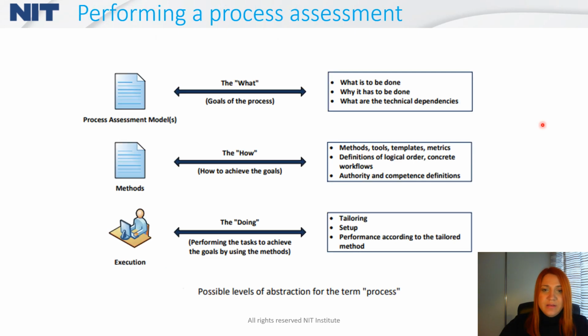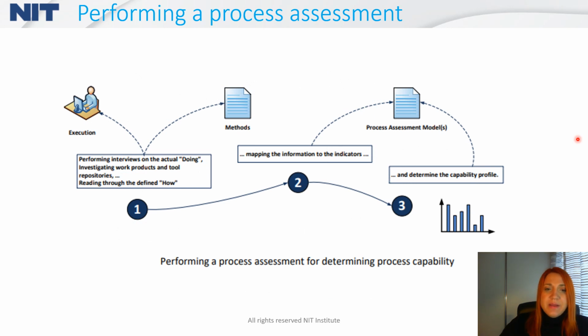On the last slide, we will repeat one image that I already showed to you. We use it for explaining what the process assessment model is: for the goals of the processes we are using what, for the methods we are using how, and for the execution we are using doing. But now we have an additional image, which is telling us how to perform the process assessment.